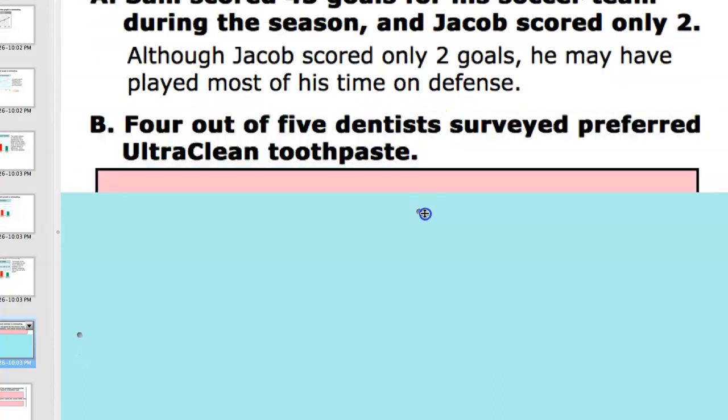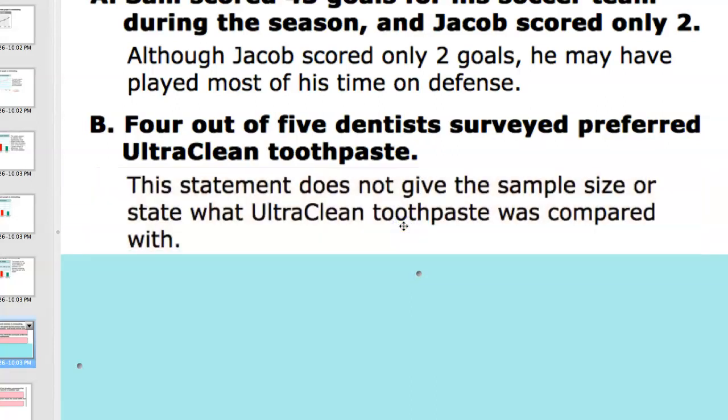Okay. All right. 4 out of 5 dentists surveyed prefer ultra clean toothpaste. So based on this statement, it sounds like ultra clean toothpaste is the best. That's what all dentists prefer. That should be the one that you go to. This can be misleading because the statement doesn't give the sample size. It doesn't say how many dentists they surveyed. It also doesn't say what it was compared to. They could have compared ultra clean toothpaste to peroxide. They could have compared it to Joe Schmo toothpaste that your next door neighbor made. So it doesn't say what it was compared to.